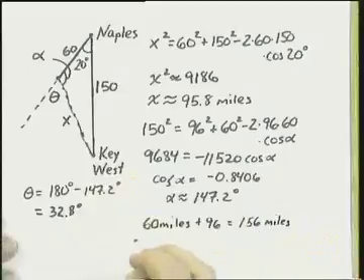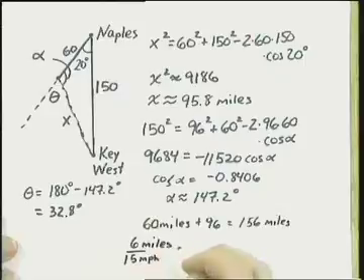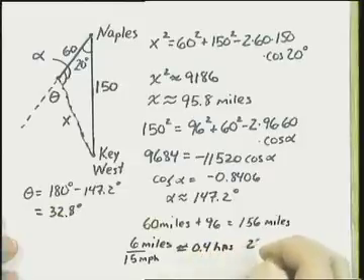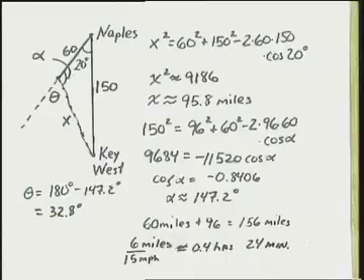So because of the fact that we've added 6 miles and we're traveling at 15 miles per hour, 6 divided by 15 is equal to 0.4 hours. 0.4 hours times 60 minutes per hour is 24 minutes. So the fact that they were off course only added about 24 minutes to the trip.